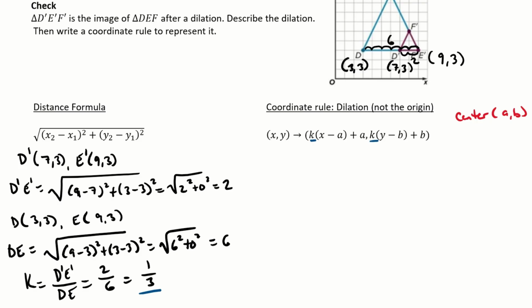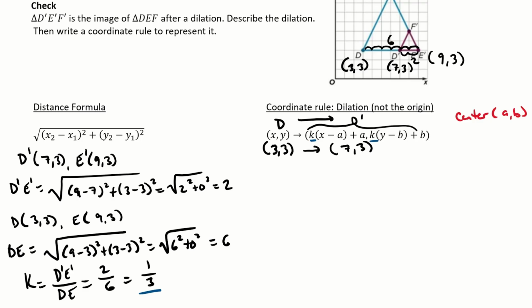And let's pick some points. So let's pick D and D prime. All right, so we'll call this D. We'll call this D prime. So D goes to D prime. And remember the coordinates for D were 3, comma 3. And the coordinates for D prime are 7, 3. All right. So that's something to keep in mind.